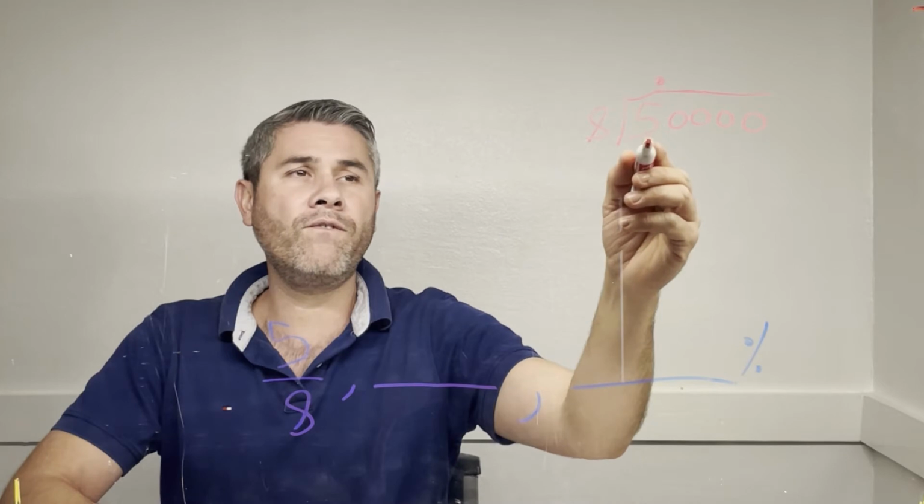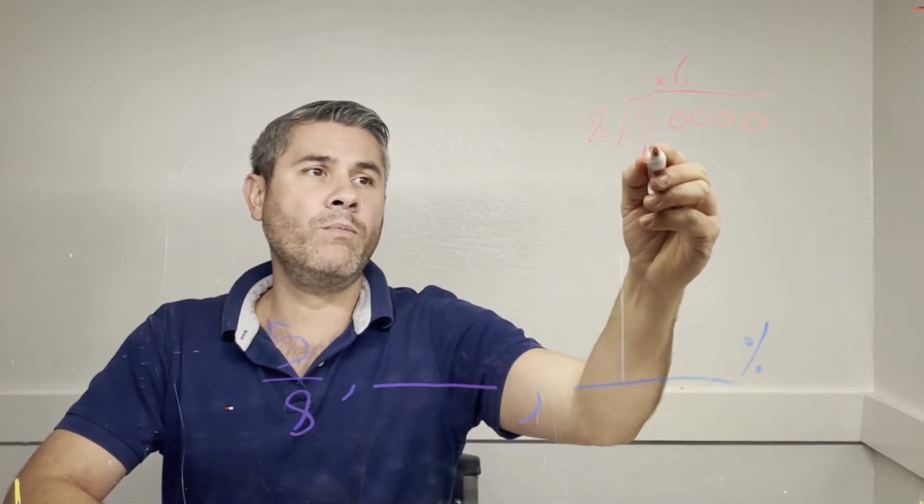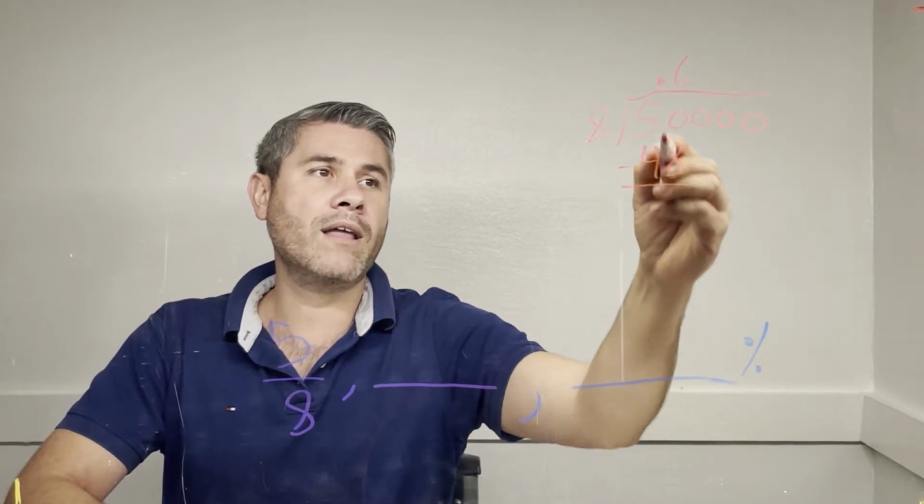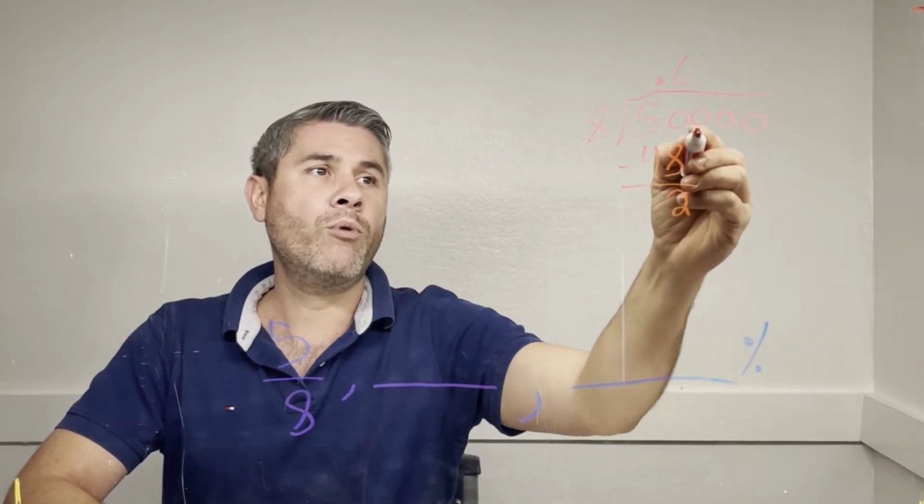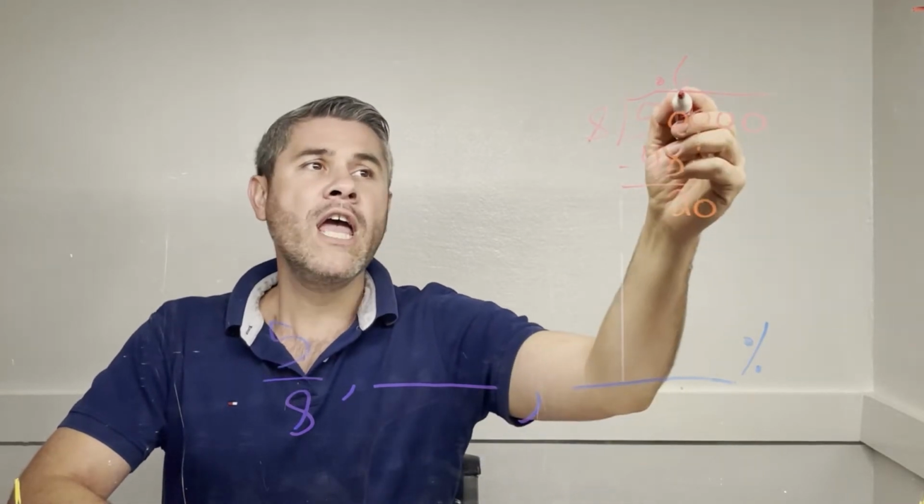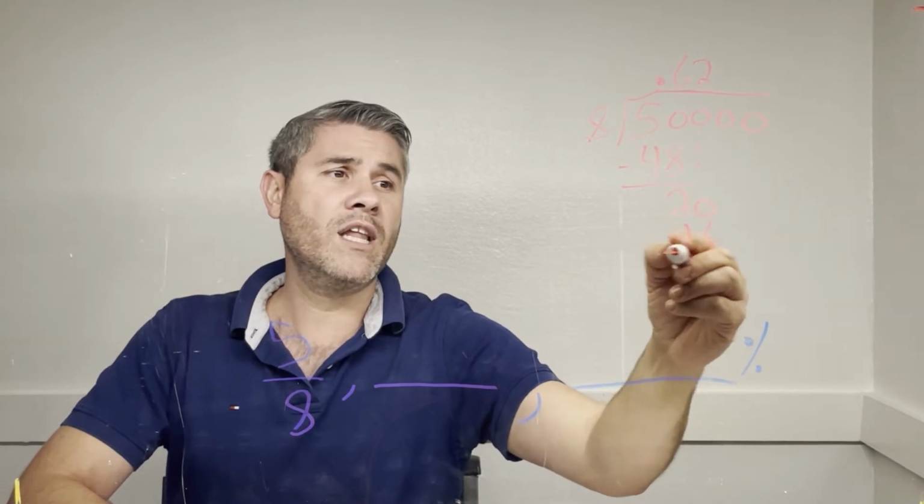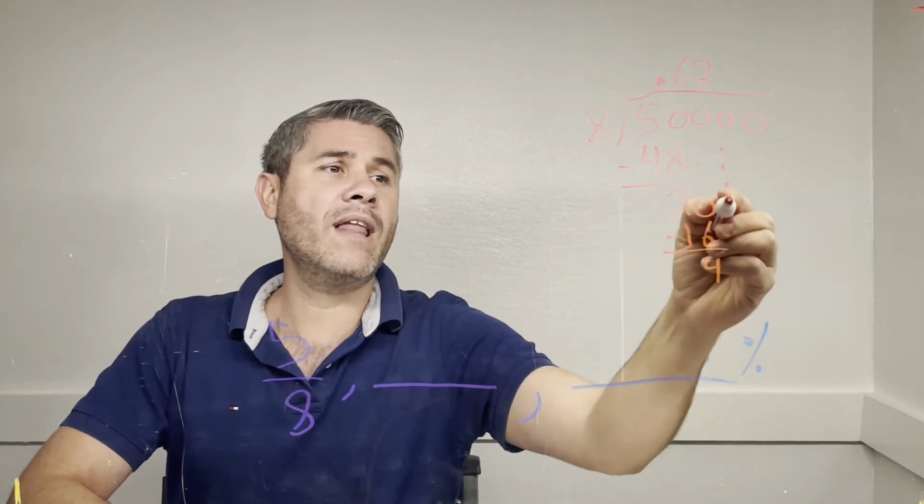Does 8 go into 50? Sure, guys, right? The closest would be 6. 6 times 8 would be 48. We subtract. Remainder would be 2. Bring down the next 0. Does 8 go into 20? Yep, for sure it will fit twice, which would be 16. Left over 4. Bring down the last 0.